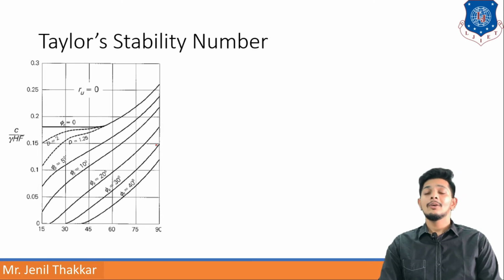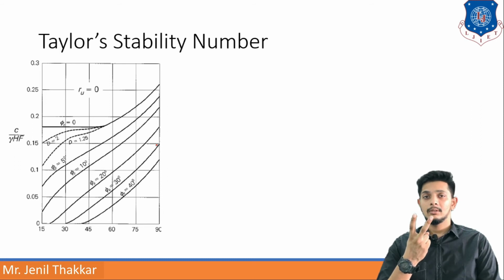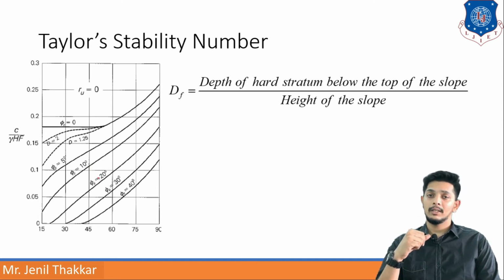Furthermore, a total of 5 factors were important for the stability of slopes: gamma, H, I, Cm, and phi m. So these 5 factors govern failure, but Taylor gave one more factor, which is dF, the depth factor, which is the ratio of the depth of the hard stratum below the top of the slope upon the height of the slope. So this is the 6th factor introduced by Taylor.